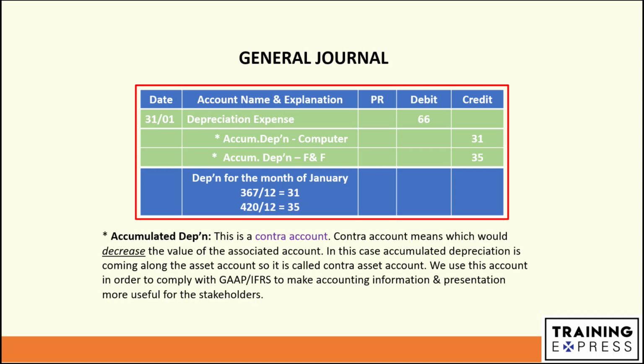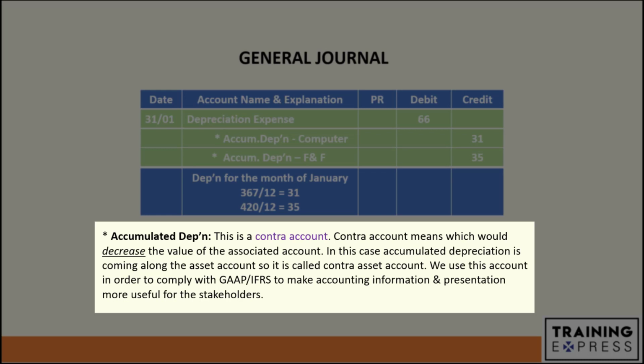Let's look at what this accumulated depreciation account is. This is a contra account. Contra account means which would decrease the value of the associated account. In this case, accumulated depreciation is coming along the asset account. So it is called contra asset account. We use this account in order to comply with IFRS or GAAP to make accounting information and presentation more useful for the stakeholders.